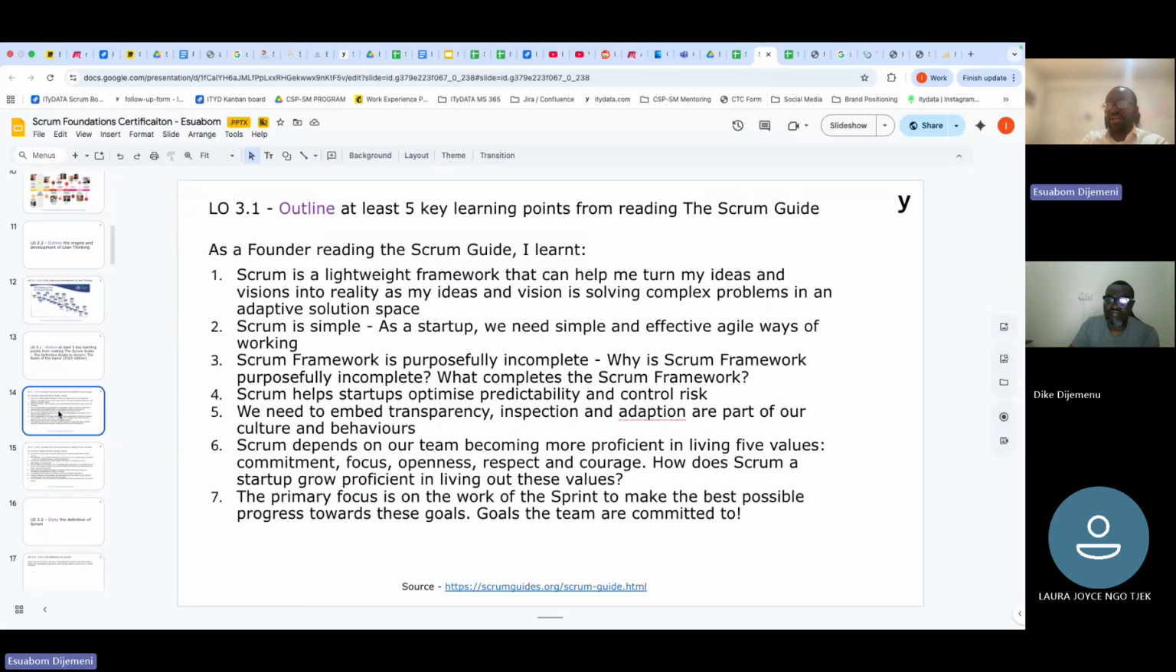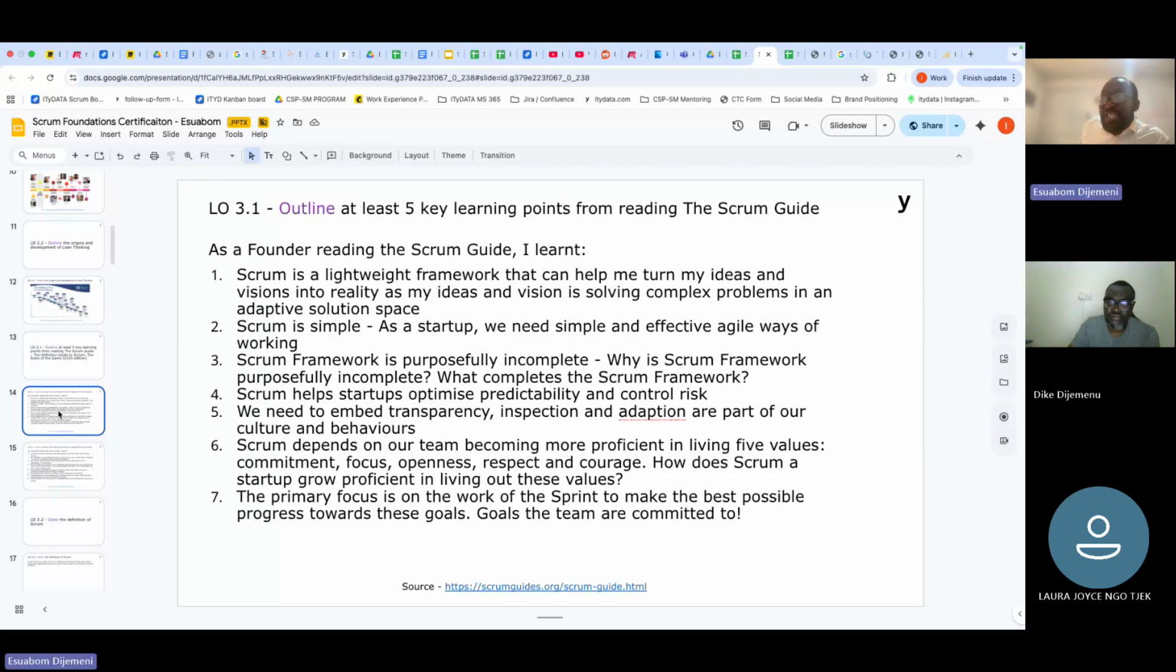So let's take a step back. The fact that now you don't have to take my stance. You can take whatever stance you want. And maybe I should actually write this in a different stance, but I've taken the founder stance. Scrum is a lightweight framework. And really, for me as a founder, it means I have this very slim framework that I can use to turn my ideas into realities. Because the problems I'm trying to solve are in an adaptive space.